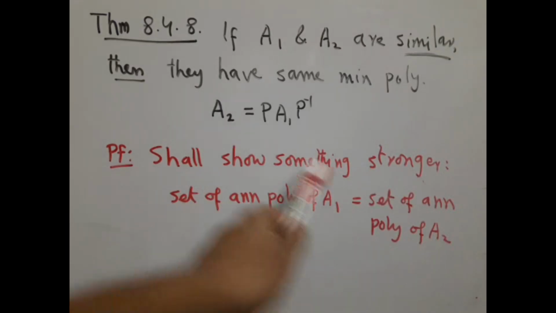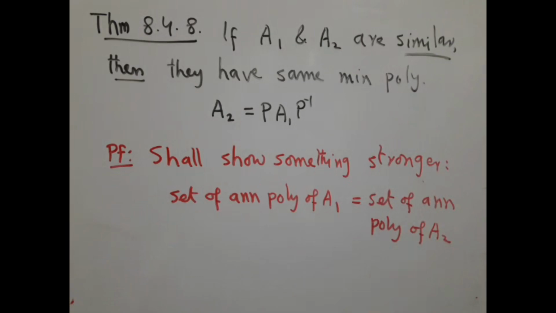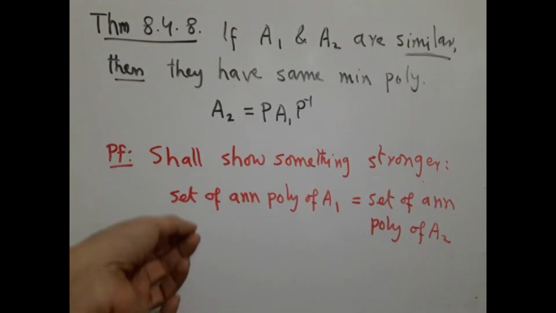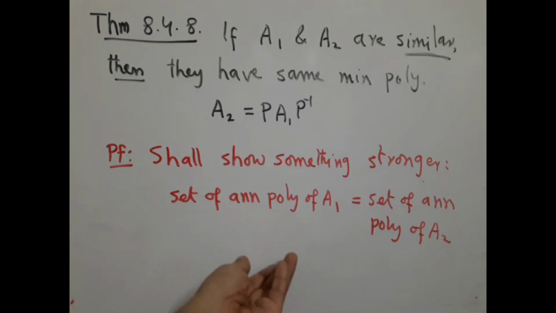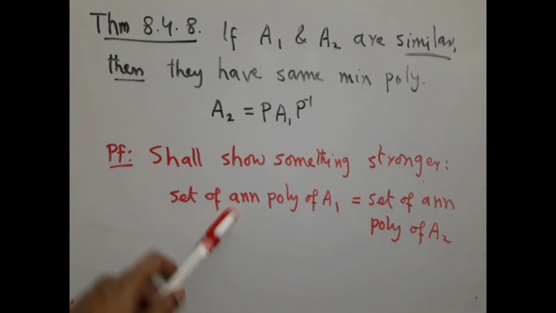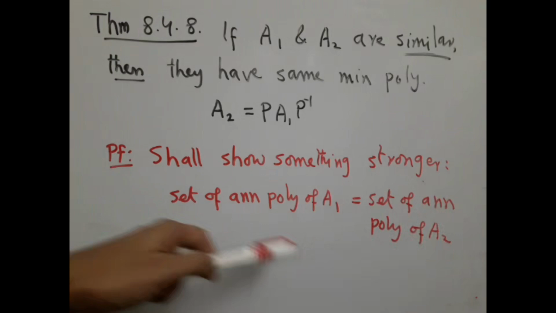So if the entire set here is equal to the entire set here, then naturally you pick that unique monic polynomial whose degree is the least here, and you do the same here. You will get the same result because they are the same set after all. So if I can show this, I will be immediately done. Now how do I show that one set is equal to another set? Simple. I take anything here, show it is there. Take anything here, show it is there.